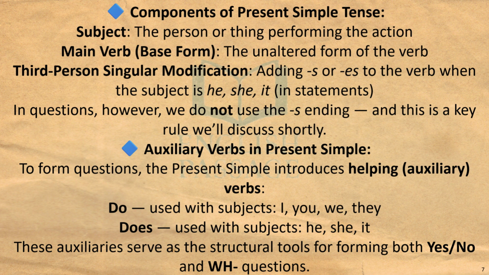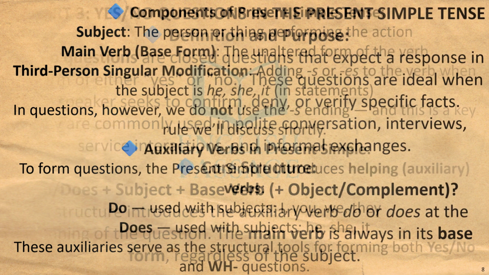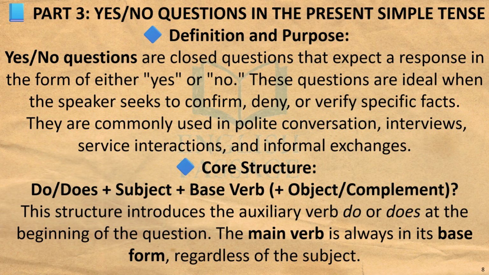Auxiliary verbs in present simple. To form questions, the present simple introduces helping, auxiliary, verbs. Do, used with subjects, I, you, we, they. Does, used with subjects, he, she, it. These auxiliaries serve as the structural tools for forming both yes/no and WH questions. Part 3. Yes/no questions in the present simple tense.